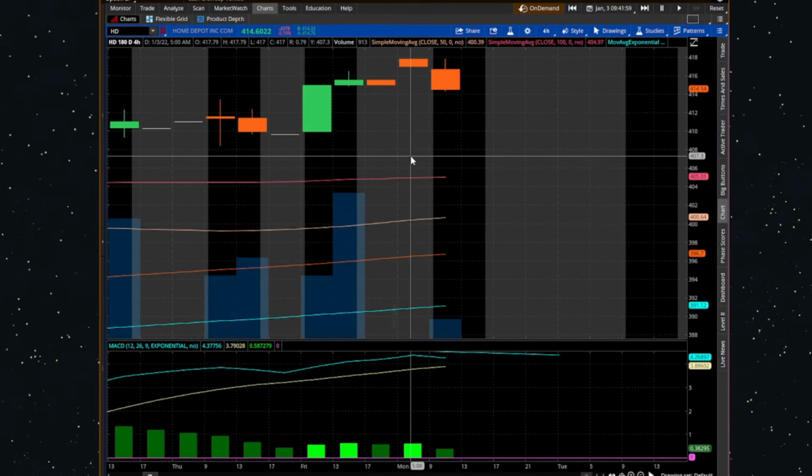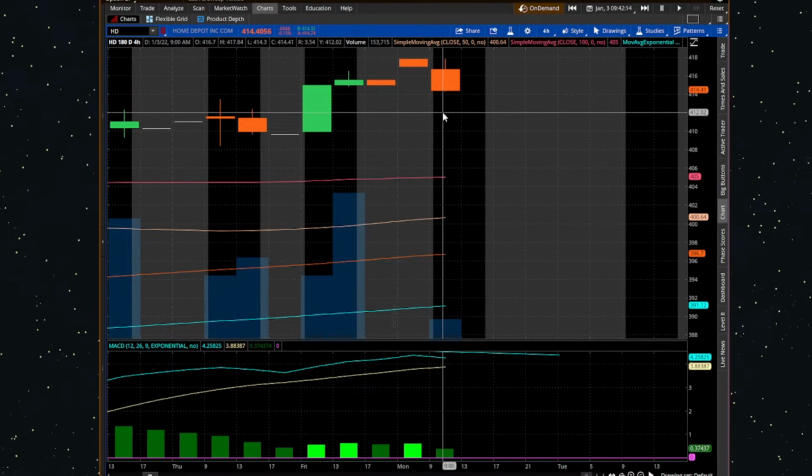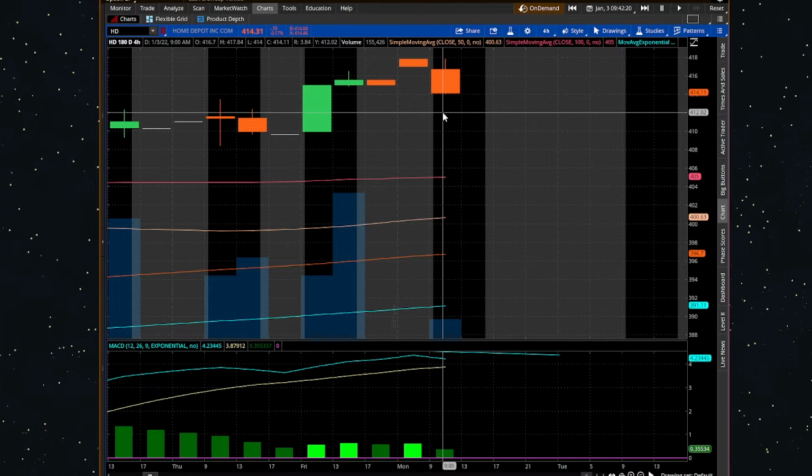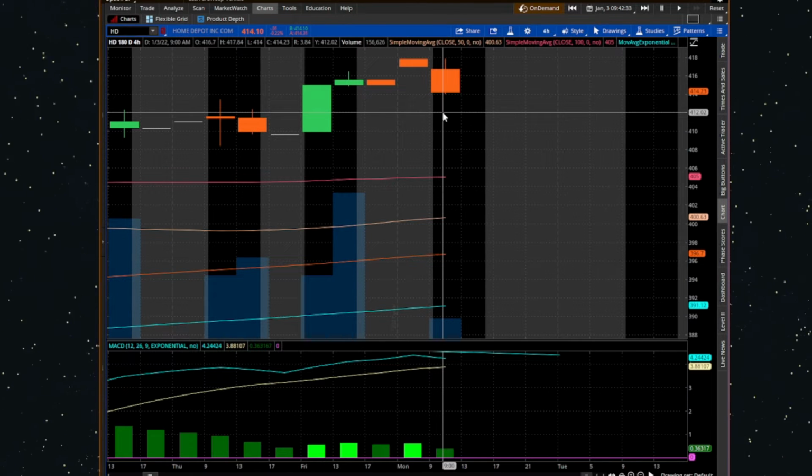All right, here we go. We're starting to see a lot of bearish activity with this candle. So this, to me, being a little bit more of an aggressive trader, it's a go sign to get into a bearish trade on HD.